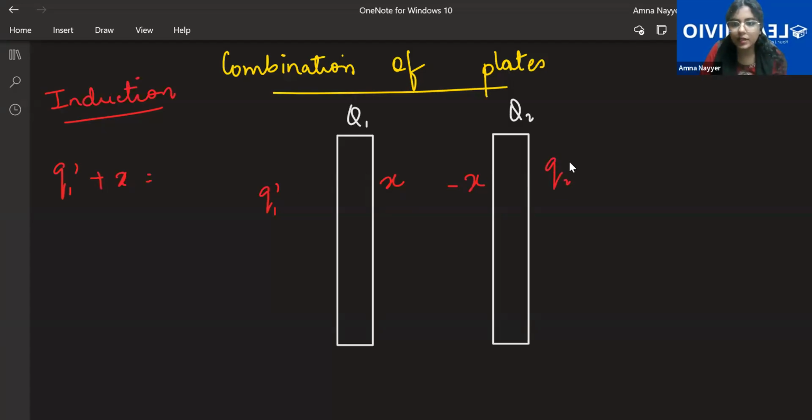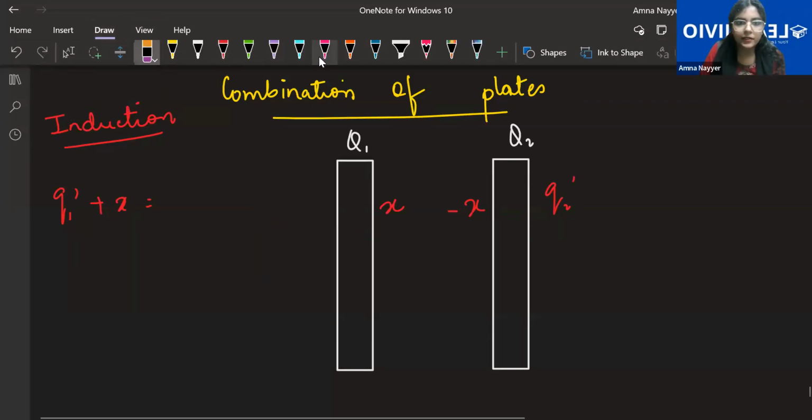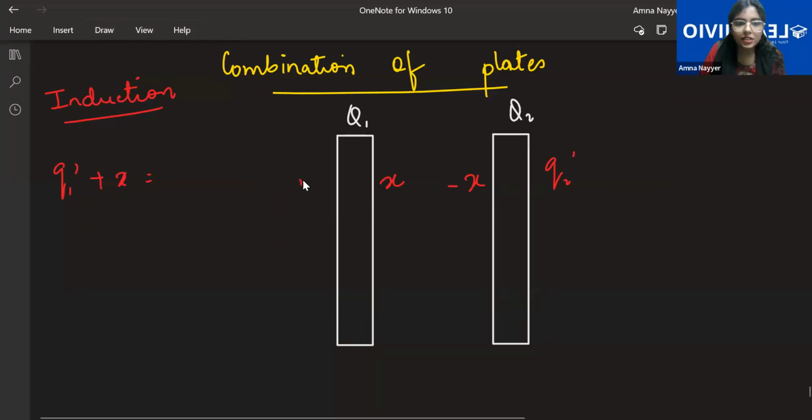Let's say this is some Q2 dash, this is some Q1 dash. Look, let me mark it properly. This is Q1 dash, and Q1 dash and X make up your Q1. Minus X and this Q2 dash make up your Q2. Is this part clear, Jasleen? Yes, ma'am. So Q1 dash plus X will give me what? It will give me Q1.